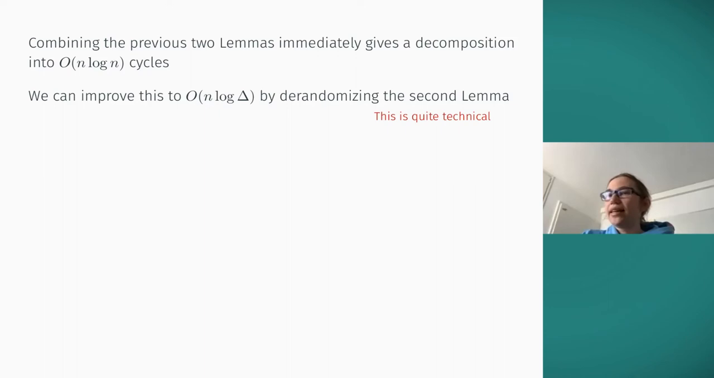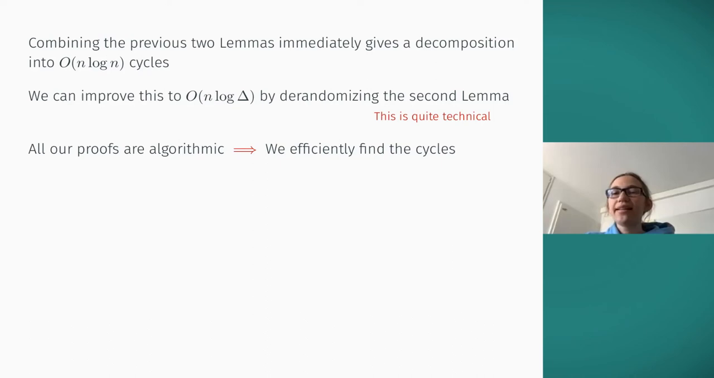But what I want to highlight is that all proofs are algorithmic, so we can actually efficiently find those cycles, which I think is cool because we all know that finding long paths and cycles is usually hard. Obviously, we cannot guarantee that this is longest, so we don't break anything, but we can find our cycles efficiently, not only for existence.